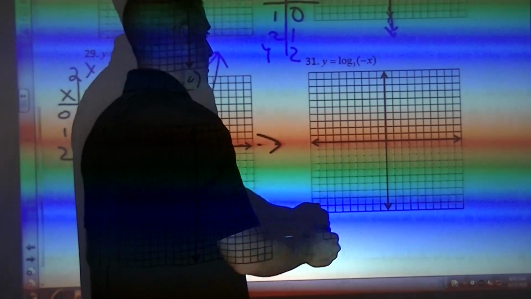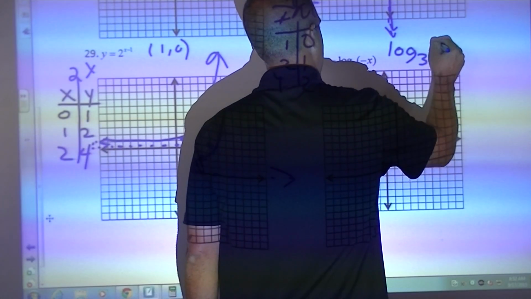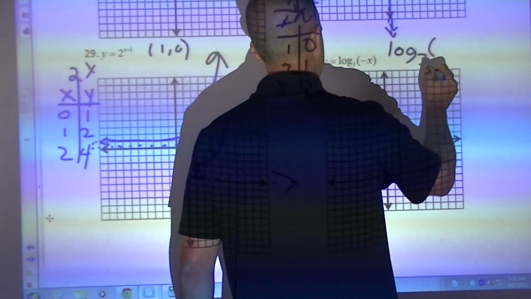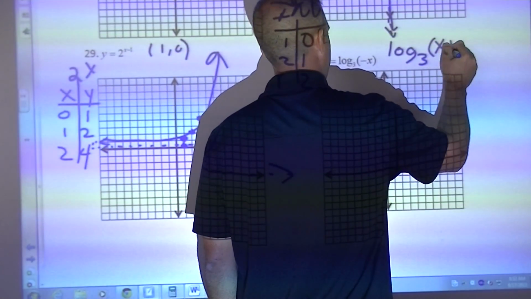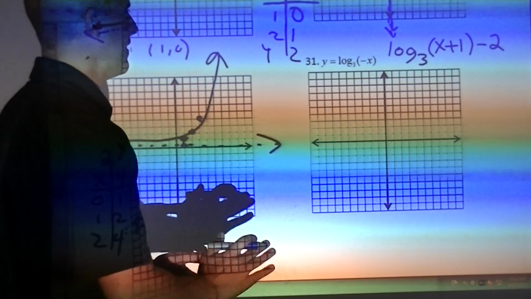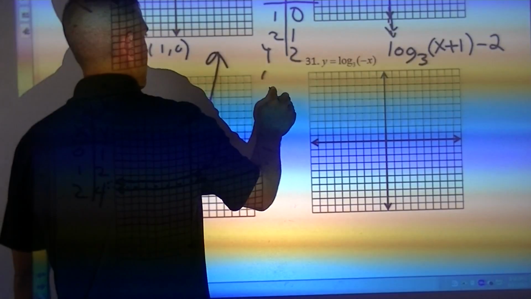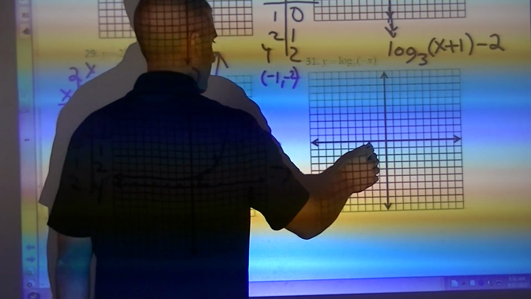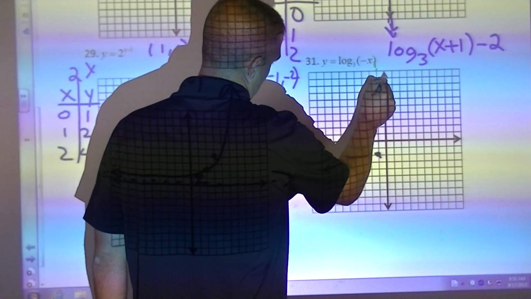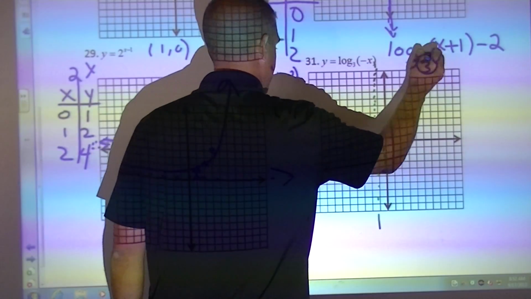I've changed this on your sample test. Now, forgive me if I'm wrong on this, I think I changed it to x plus 1 minus 2. If that's a little bit off, just use this example to help you. So let's say my anchor point here is going to be -1, -2. So what I'm going to do with that is I'm going to draw my asymptote through that like that. I'm going to look at this base.